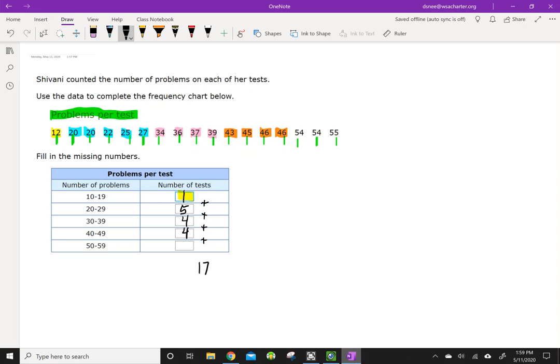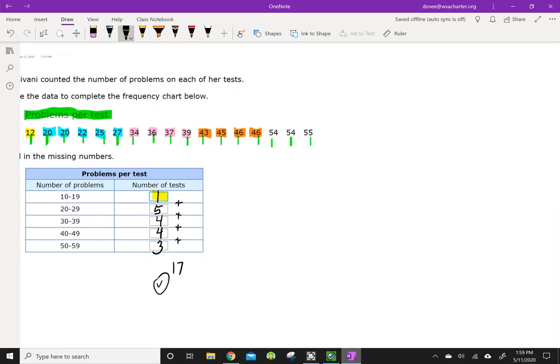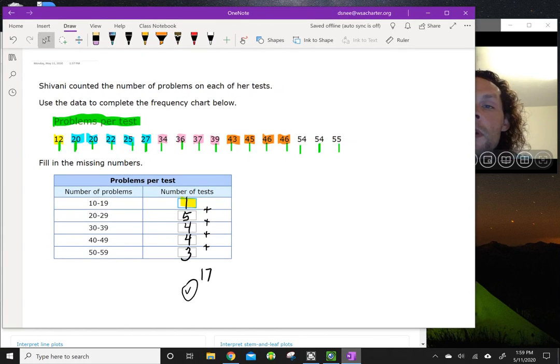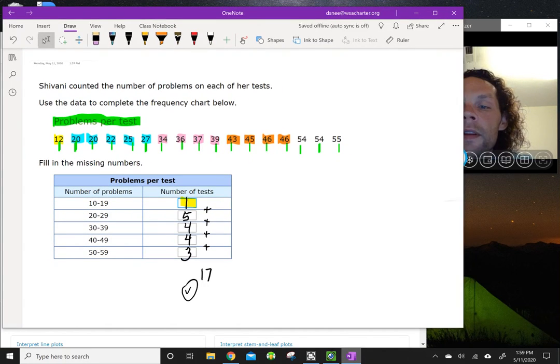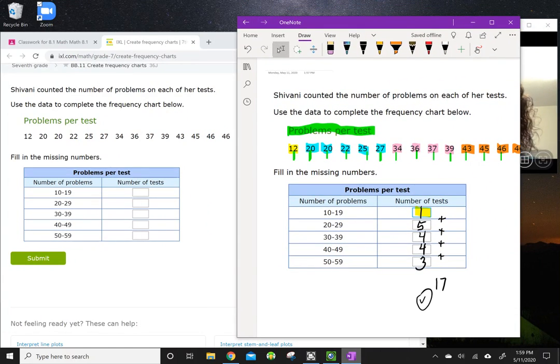And 50 through 59, we've got 3 left. Okay, and 4 plus 3 is 7, plus 4 more is 11, plus 5 is 16, plus 1 is 17. So we have the right number of frequencies there. And let's just try and put this into the IXL. Let's see here. I'm going to move this aside. This is why you should have a pencil and paper.